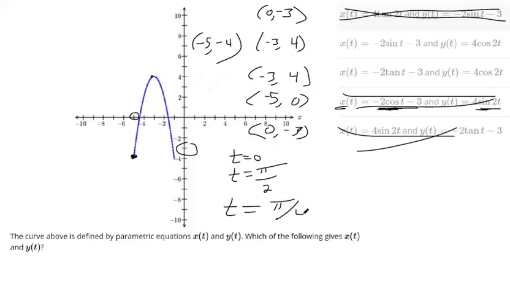How about pi over 4? Because this would be a 45-degree angle. That's one of our special triangles. Tangent of pi over 4 is 1. And negative 2 times 1 is negative 2. Negative 2 minus 3 is negative 5. And then if I plug in pi over 4 over here, that's cosine of pi over 2, so that's 0. Cosine of pi over 2 is 0. 0 times 4 is 0. So negative 5, 0 should be a dot on the graph if this one's true, and we just found out it's not. So by process of elimination, we kept testing points. There's only one left.